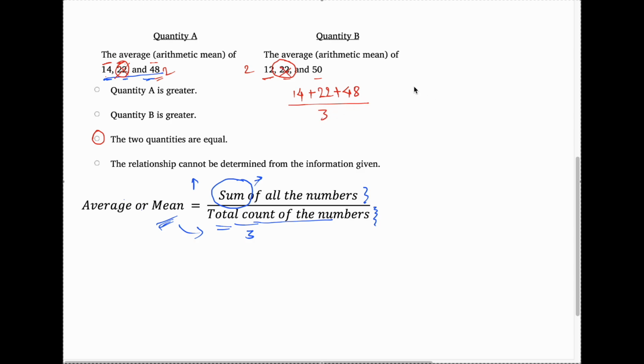This is for column A: 12 plus 22 plus 50, divided by 3. So this is 10, 6, 70, 80, 84, 50, 72, 82, 84. So both the values are the same.